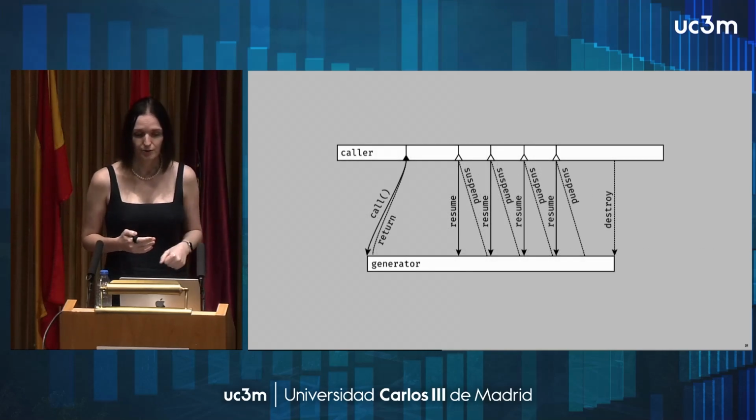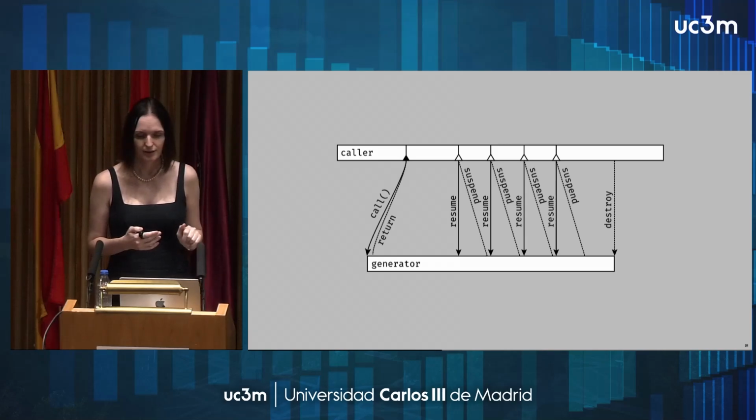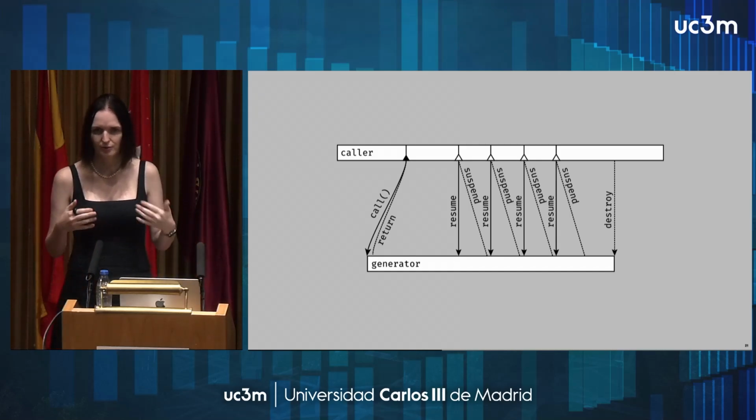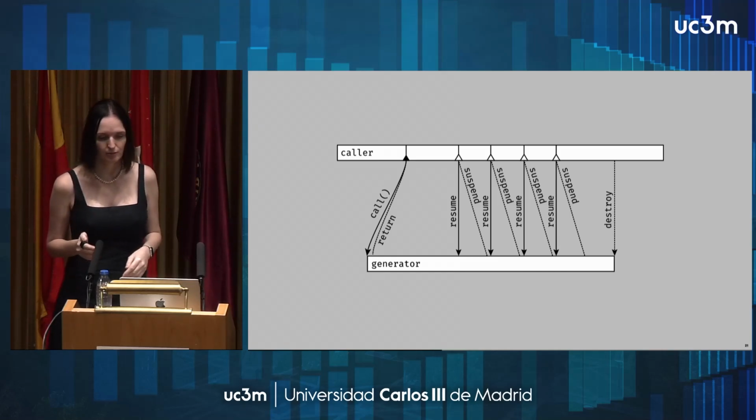So generator looks like this. You will call it, and it will immediately return. And then next time you need a value from it, you will resume it. Then it will suspend, resume, and it will give you a value. You have two parallel functions running next to each other. That's like a simple coroutine as a generator.